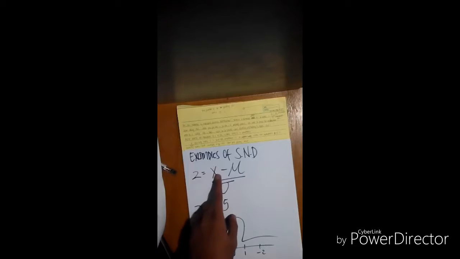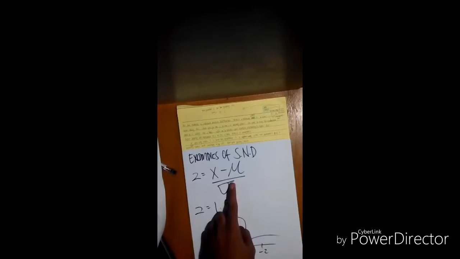For examples of standard normal distribution, there is a formula: the z-score is equal to x, or the score, minus mu, or the mean, over the standard deviation. This formula is for finding the area of Z. After doing this, when you get the Z or the Z is already given, we need to find the equivalent area of Z using the Z table. This is an example of a Z table.